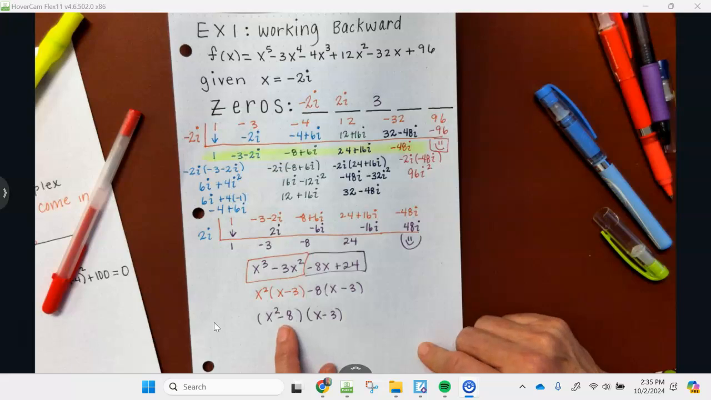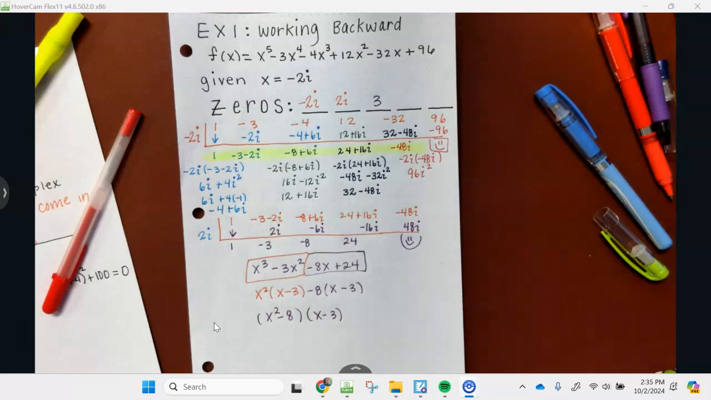All right, and then we have x squared minus 8. Y'all, that is not a difference of 2 squares. It does not factor. What do you do when you cannot factor it anymore? You set it equal to 0. So one more time, if it doesn't factor anymore, which it doesn't, you're going to set it equal to 0, then solve for x. So let's write x squared minus 8 equals 0.